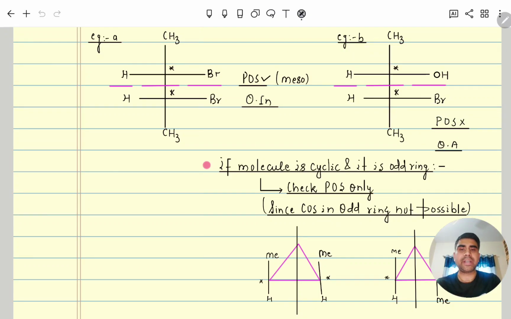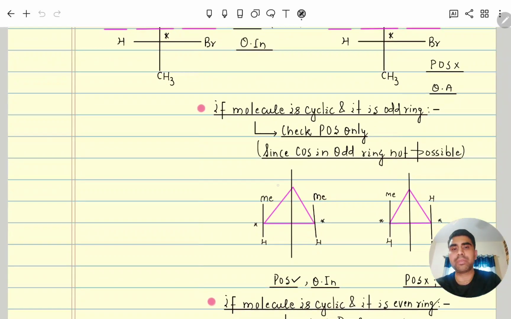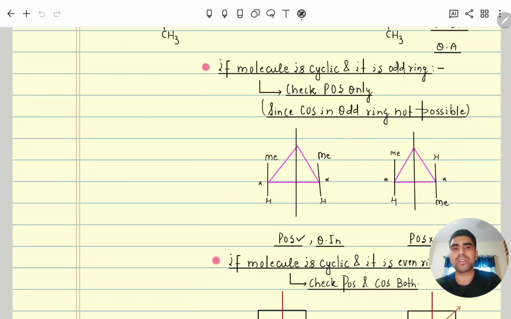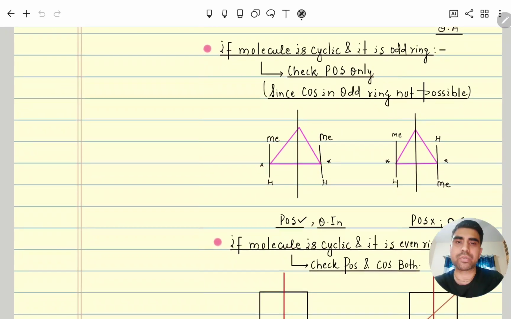So with more than one chiral center, if the compound has a plane of symmetry, then it is a meso or identical compound and it is optically inactive. If it has no plane of symmetry, then it is optically active. It will rotate plane polarized light either left or right, depending upon its nature, levo or dextro.